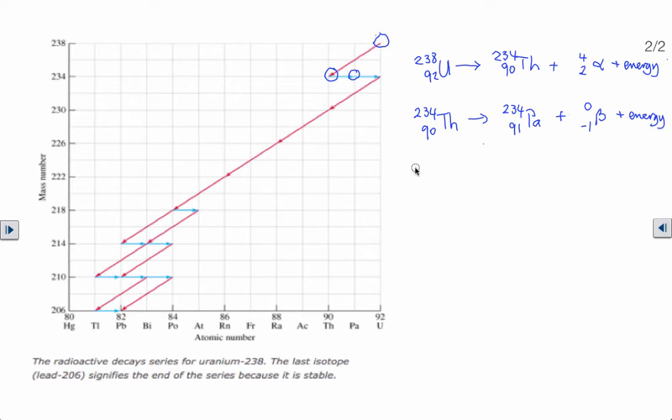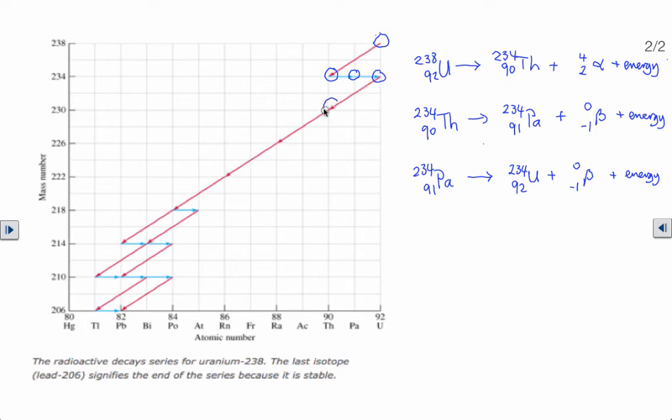Next step in the series, we start with protactinium 234, and we end up here, back at uranium, but it's uranium 234. No change in the mass number, and this particle that's ejected has to have a -1 for its atomic number, which of course makes it a beta particle.